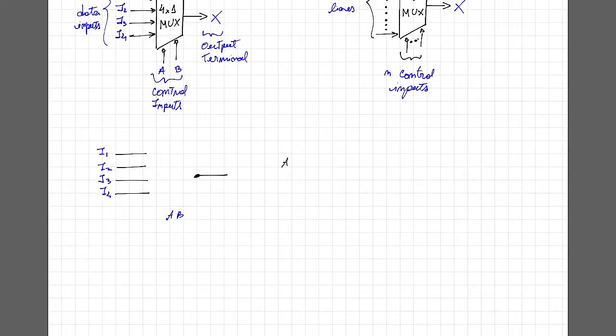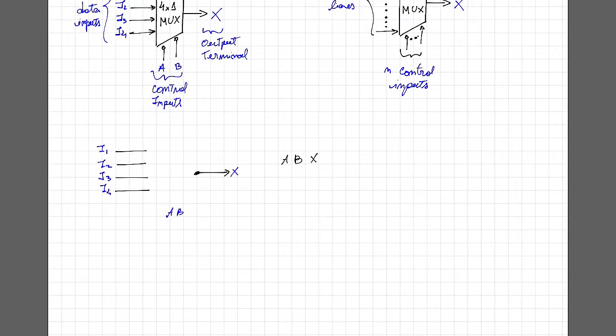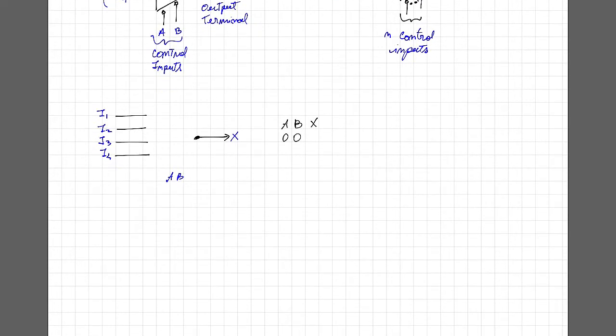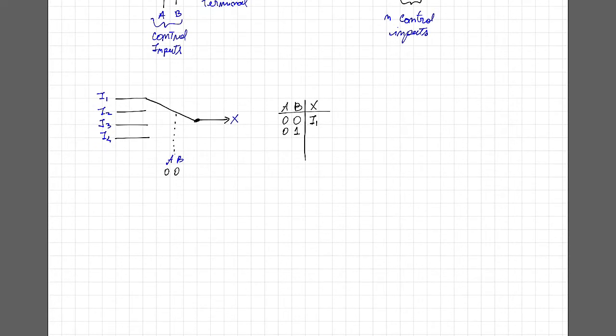Okay, on this scheme, I will try to simulate the control bits as switches, which are going to connect the output X to just one input, respectively to its specific combination. Okay, for A equal to 0 and B equal to 0, we have our output X connected to I1. For A equal to 0 and B equal to 1, we have our output X connected to I2.